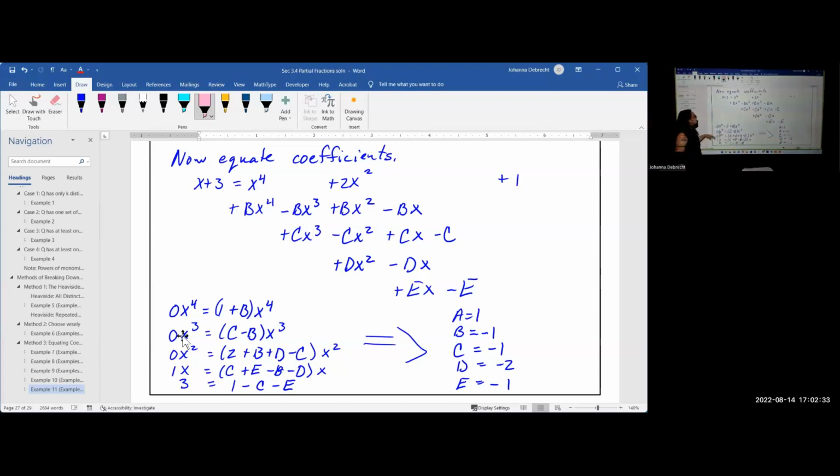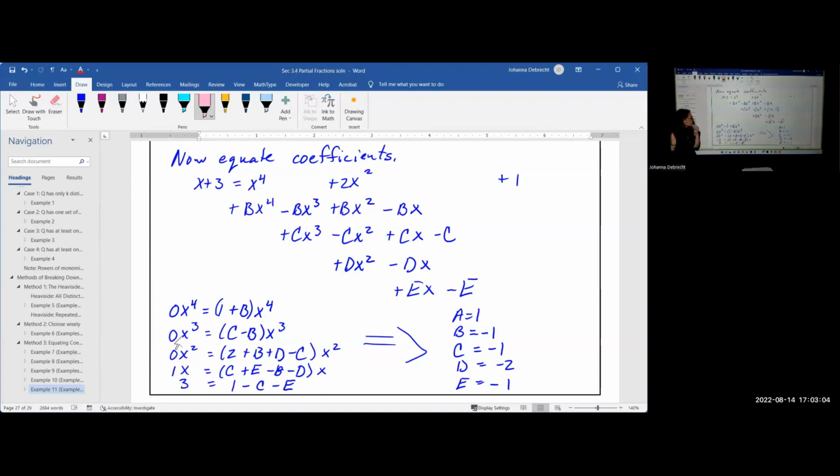Then I equate the coefficients of x. Now I did have an x term on the left, which was 1x, and then I have all of these on the right, which is c plus e minus b minus d. And I know that c is negative 1, and I know that b is negative 1, but I'm subtracting a negative 1, so that's a plus 1. So I have a negative 1 plus 1, so they knock each other out. So I basically get e minus d equal to 1. So that gives me an equation.